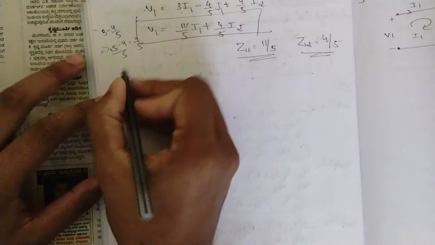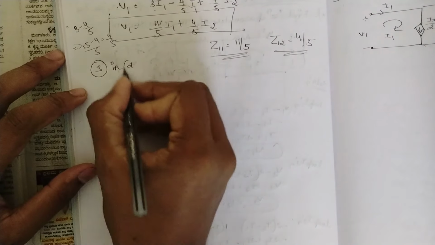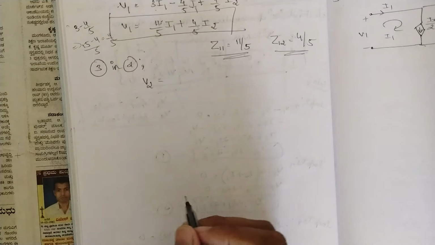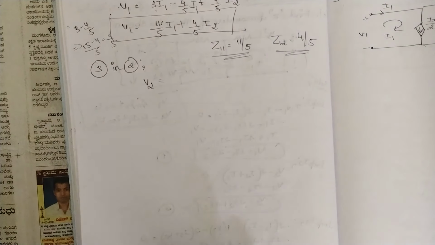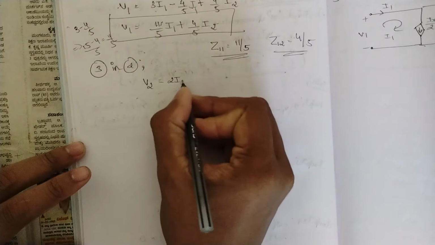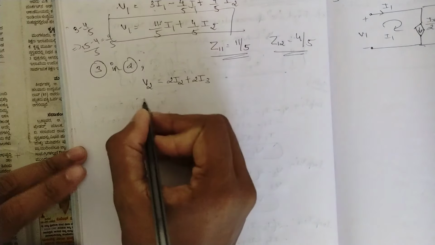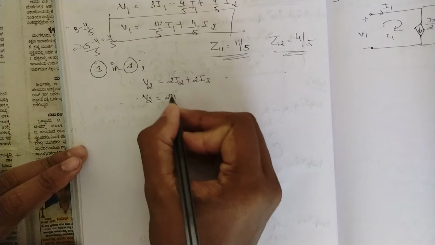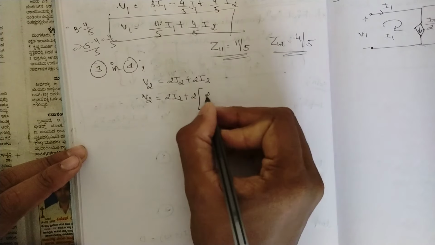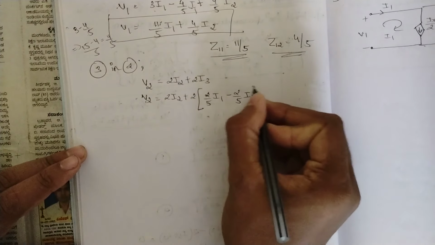So now after substituting equation 3 in equation 2, that is V2 is equal to, what we have got, 2i2 plus 2i3. So this is the equation. In this, you should be substituting the value of i3, that is 2i2 plus 2 into 2 by 5 i1 minus 2 by 5 i2. Again, we are getting in terms of i1 and i2.